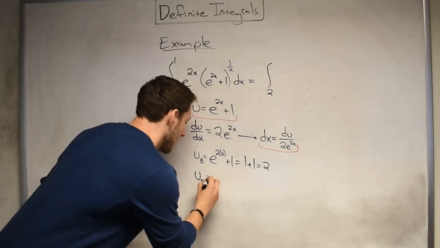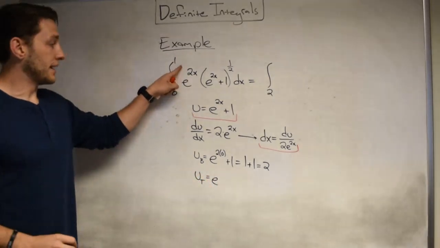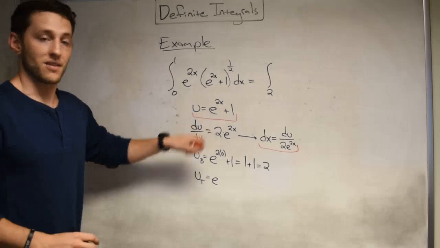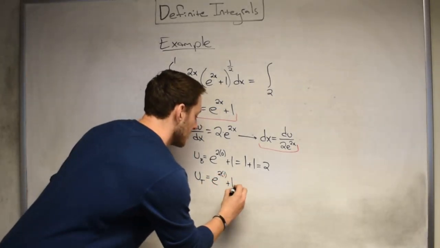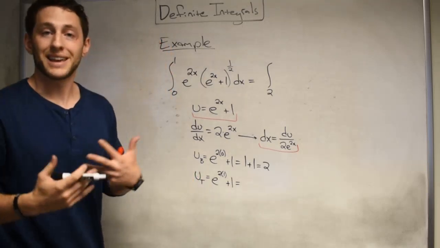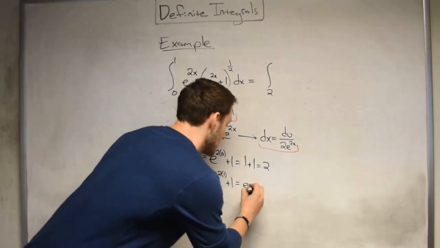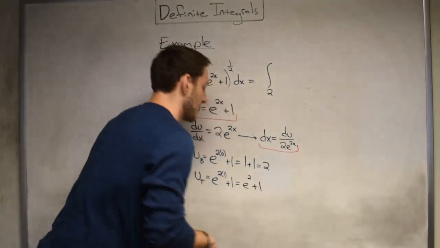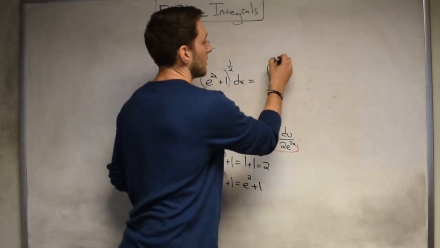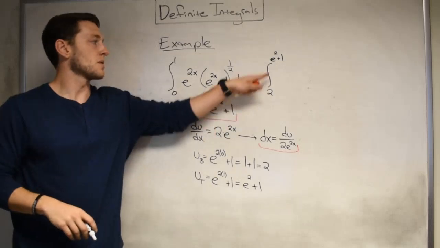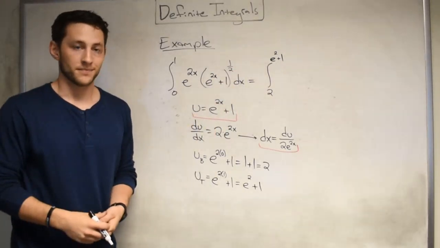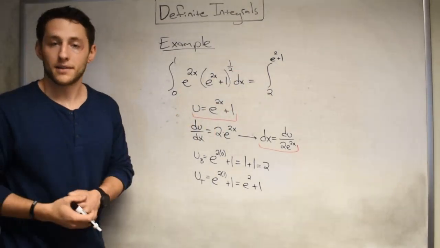My top number I determined by plugging in 1 to where x is in this line. So I get e to the 2 times 1 plus 1, which unfortunately can't be really simplified out. We just get e squared plus 1. And now these numbers are in terms of u. From here, carry on as normal.